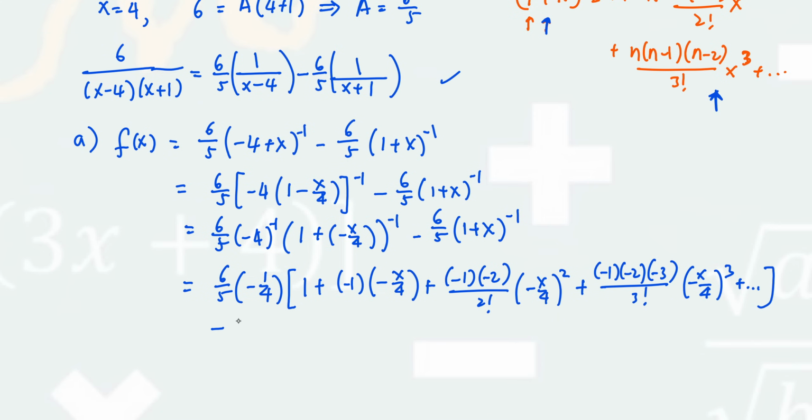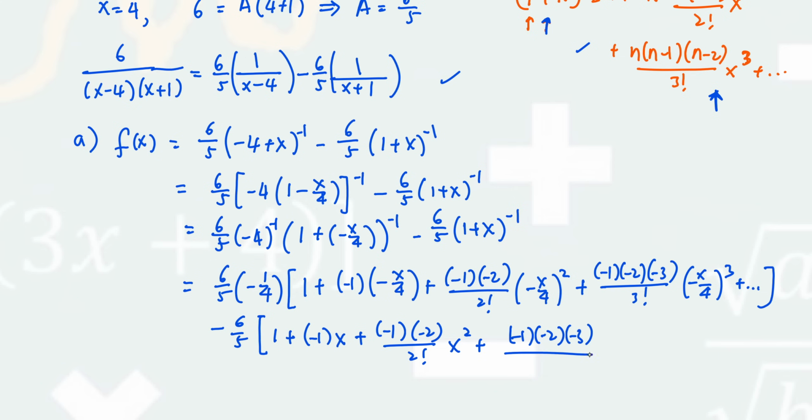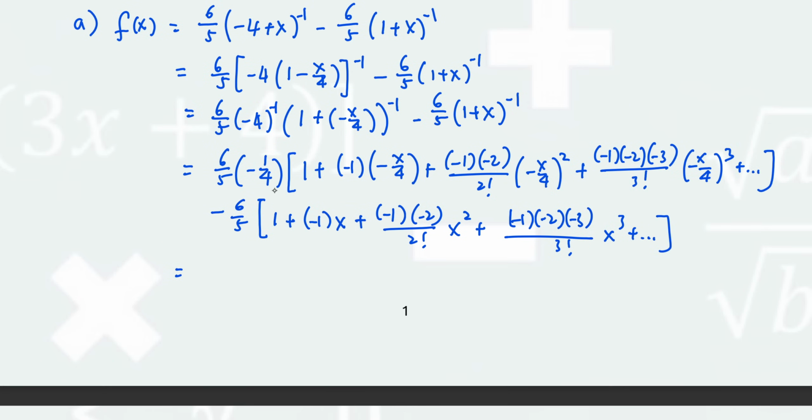Followed by the second expansion, minus 6 over 5 in square bracket: 1 plus, my n is minus 1, my x is x. This one is easy: minus 1 times minus 2 over 2 factorial. Actually, just use this formula directly and replace the n by minus 1. Then here it is going to be x squared, then plus minus 1 times minus 2 times minus 3 over 3 factorial times x cubed. Okay, so simplify all the terms inside the square bracket first.